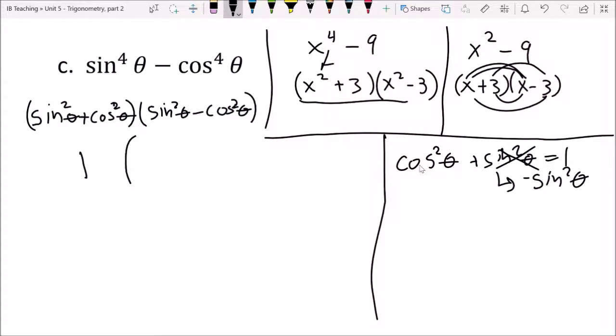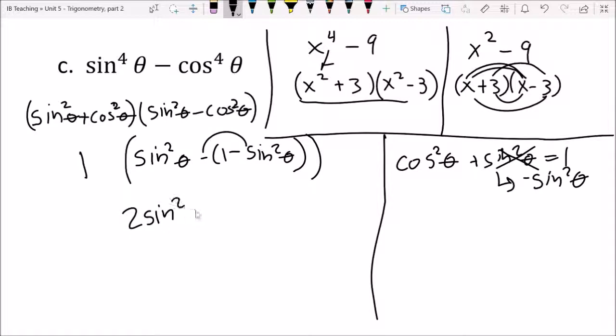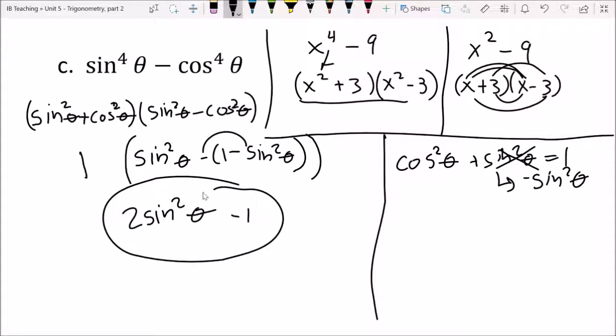Okay, so now I say instead of cosine squared, I have 1 minus sine squared. So sine squared theta minus, instead of cosine squared, 1 minus sine squared theta. And then let's simplify that out. Multiplying by 1 does nothing, so we're not going to worry about that. I have sine squared here minus negative sine squared. Minus a negative is a plus. So that's 2 sine squared theta. And then there's a minus 1 there. And that is as far as I can go, but that works.